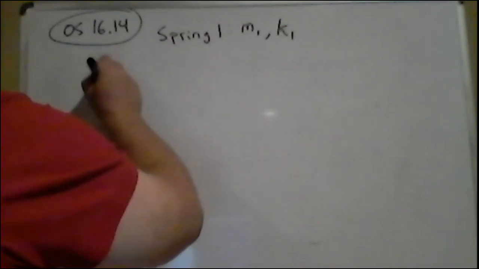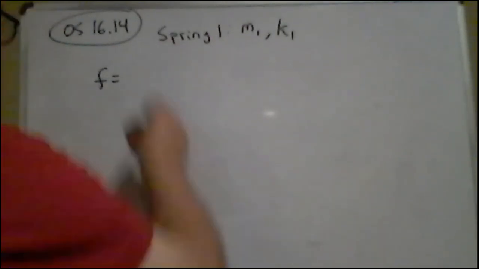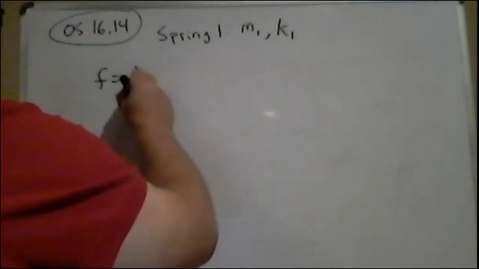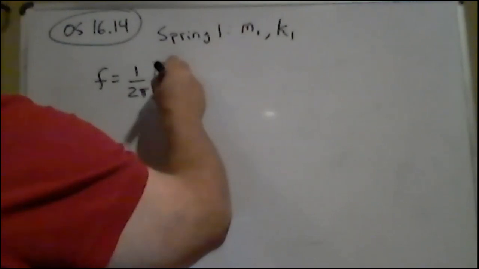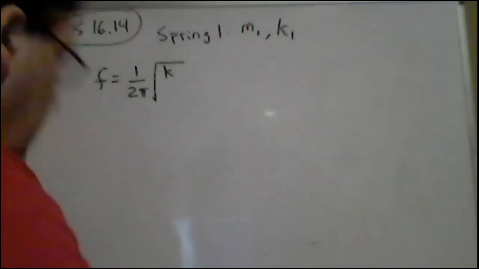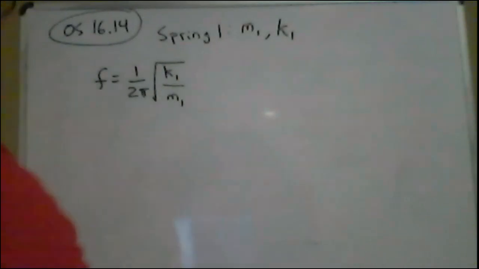Well, I look up my formula for the frequency of a mass on a spring, and if you look at it, you say, well, that's going to be 1/2π times the square root of k1 over m1. Again, it's 1/2π times the square root of k over m. In this particular case, it's k1 and m1. Now, let's say I have a spring 2.